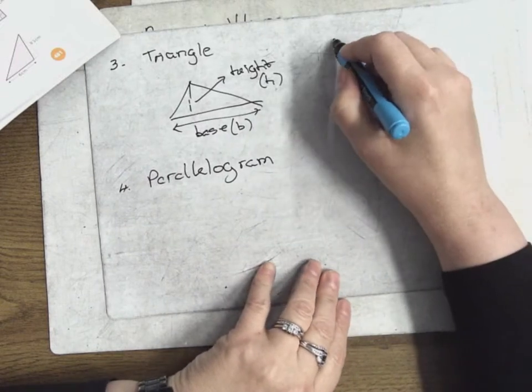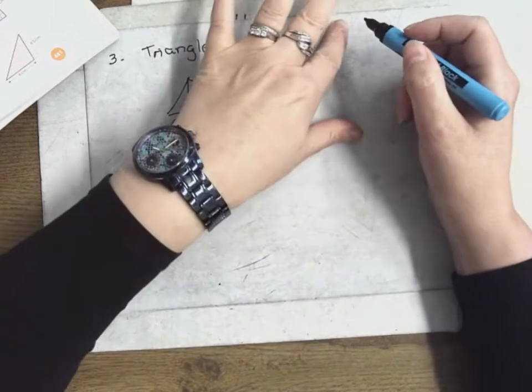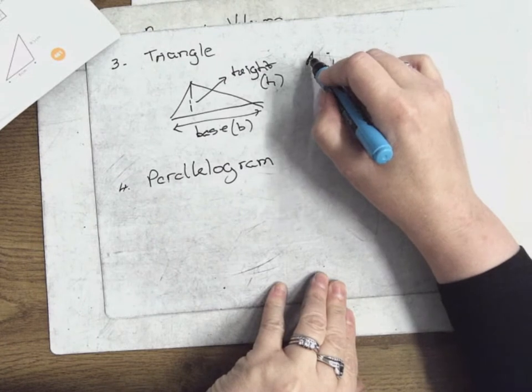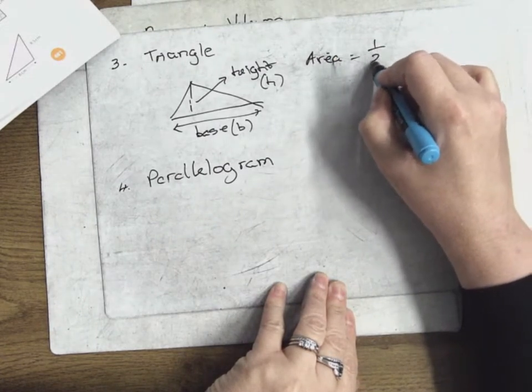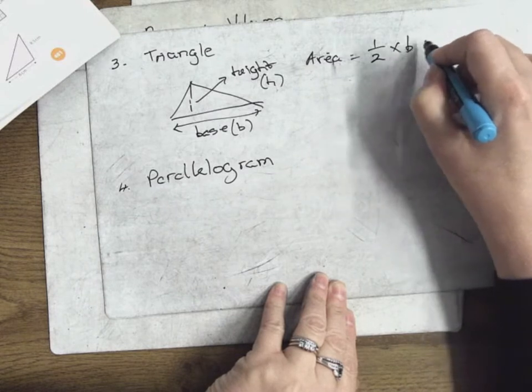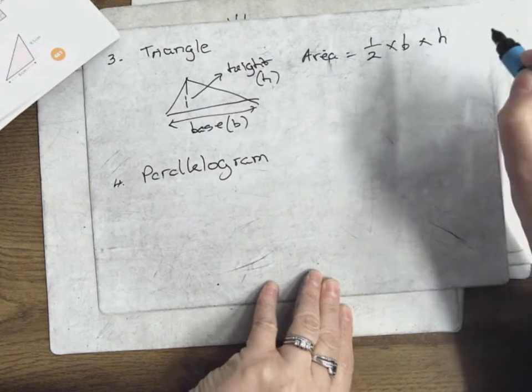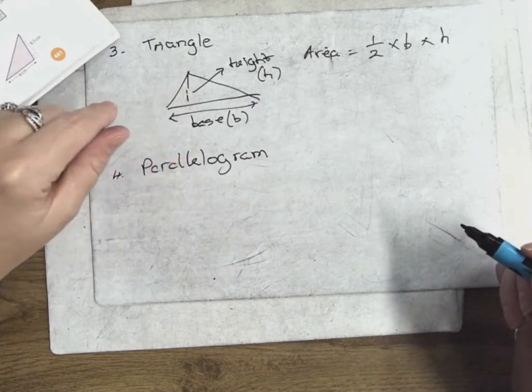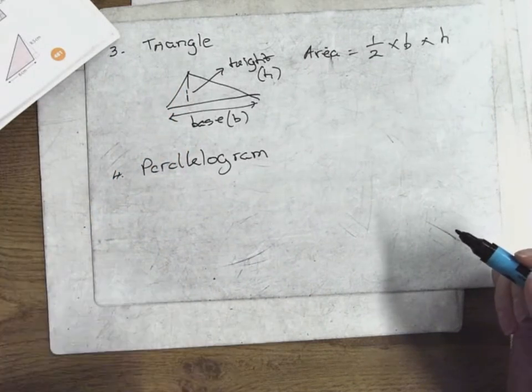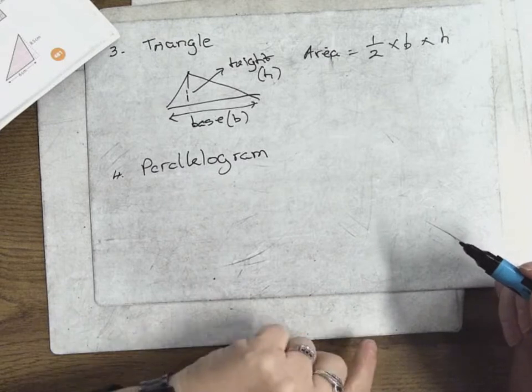Okay, so the formula is the area is equal to half multiplied by the base multiplied by the height. So half the base by the height. Okay, so if this was 10, this was 6, it'd be half of 10 by 6, which is 30. Okay?